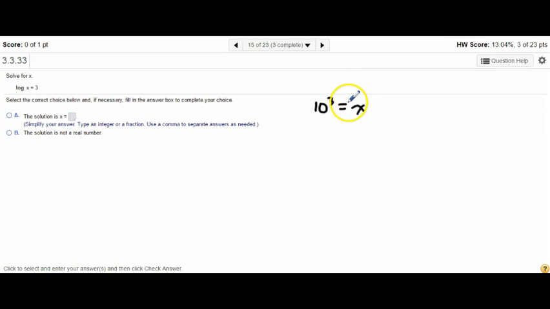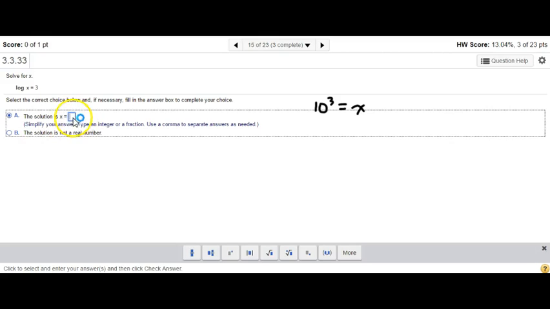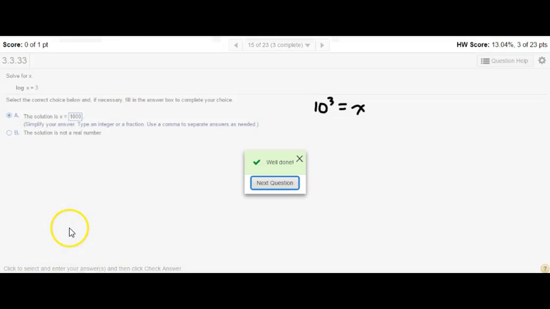Now, to solve for x, this is actually just asking us to evaluate what is 10 to the third power. So there isn't any other work we have to do on this one, but sometimes there might be more steps you have to take as far as opposite operations and isolating your answers. So basically, change your equation into exponential form and then solve the equation.